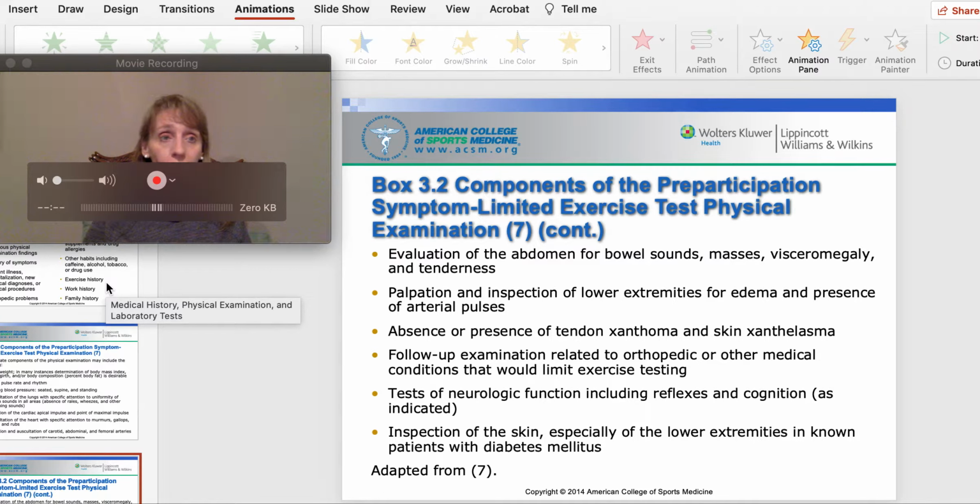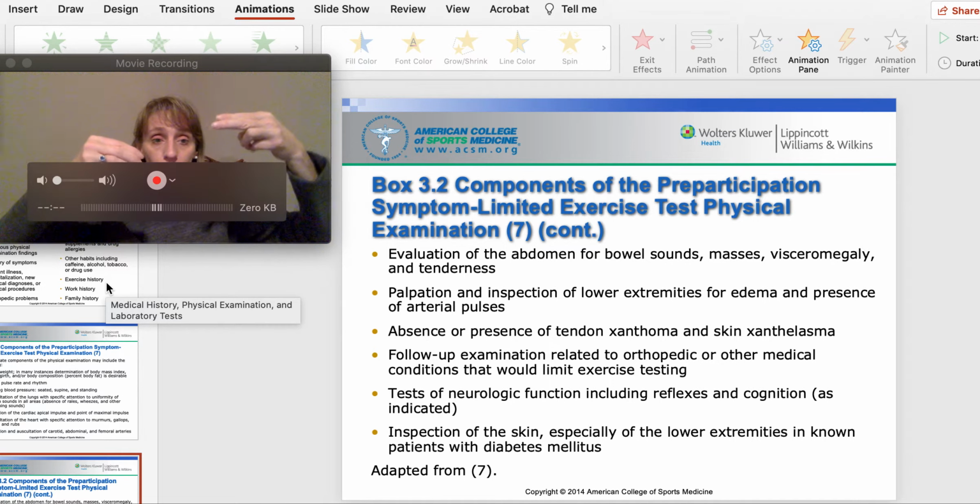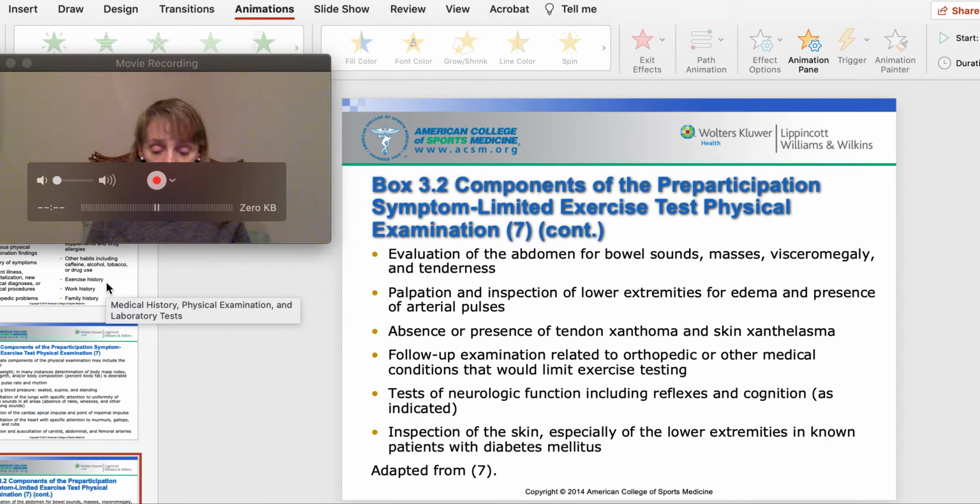Next bullet, really important. You want to palpate with both hands, right and left hands, with your two fingers. You want to feel the inspection of the lower extremities. You're looking for edema, right? Is there pitting edema? Is there a lot of water down there? And can you palpate and grade the pulses?